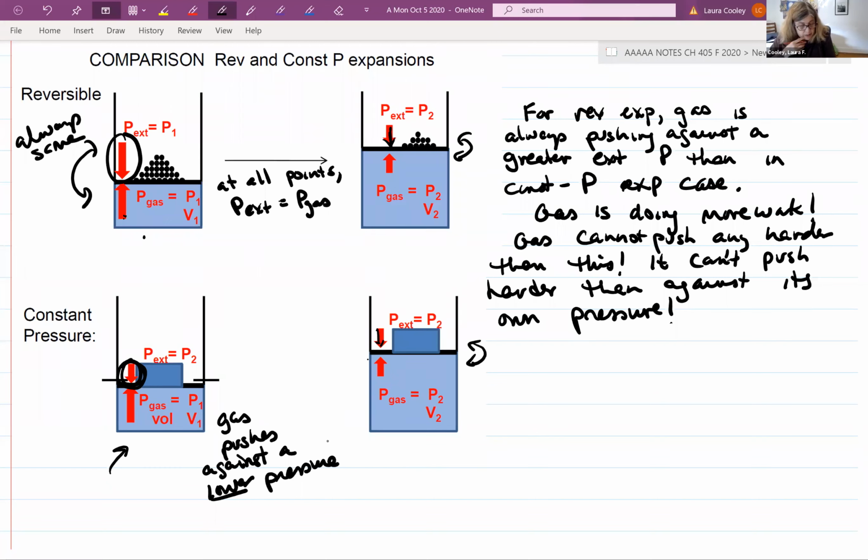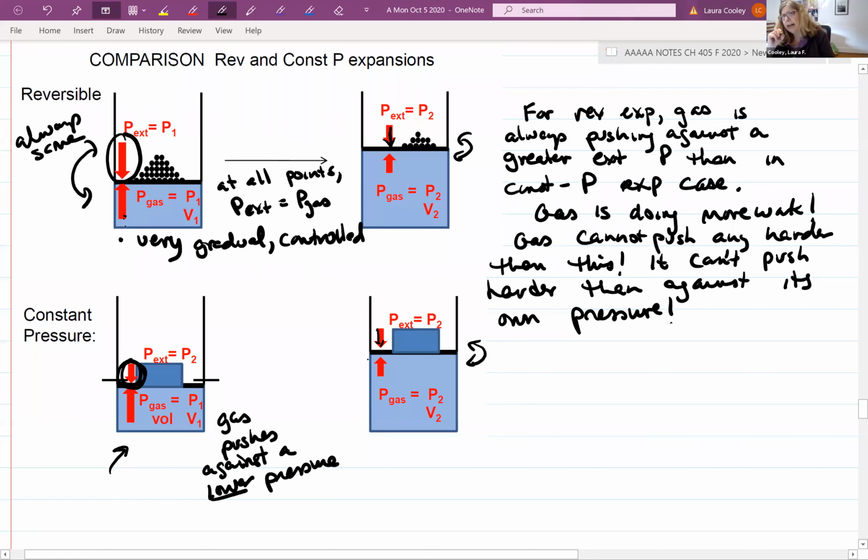Let's see what else I want to say about this. So the reversible case is very gradual, very controlled. You have to have a little guy on top of the piston throwing off the sand grains, you know, that's not something you would see in a factory, for example. If you have a power plant, you're not going to have a reversible expansion as part of it.